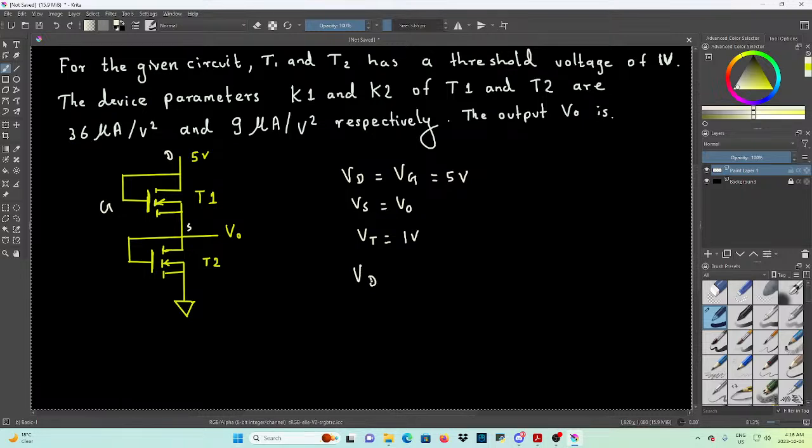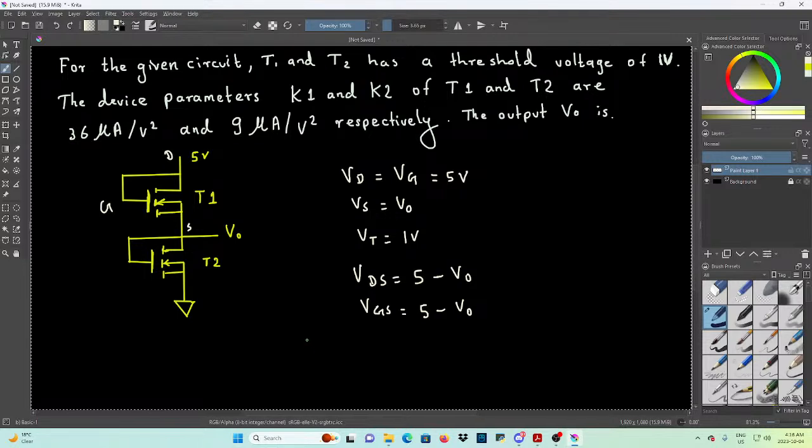is nothing but VD minus VS, and we know that VD is 5 volts and the source voltage is VO, so 5 minus VO. Then VGS is the exact same thing, because VGS is VG minus VS, and VD and VG are 5 volts, so this one is also 5 minus VO. And this is in which region?